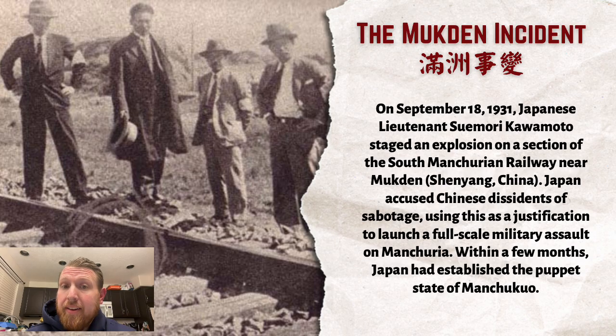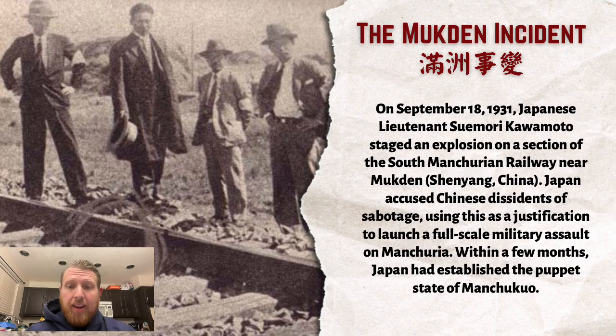Japan accused China of sabotage, but really, remember, the Japanese army launched the attack. So this was their justification to launch a full-scale military assault on Manchuria. Within months, Japanese forces had occupied much of the region, establishing the puppet state of Manchukuo. This act of aggression marked a significant escalation in Japan's imperialist expansion in Asia and was a direct challenge to the international order. This led to Japan withdrawing from the League of Nations after its actions were condemned.